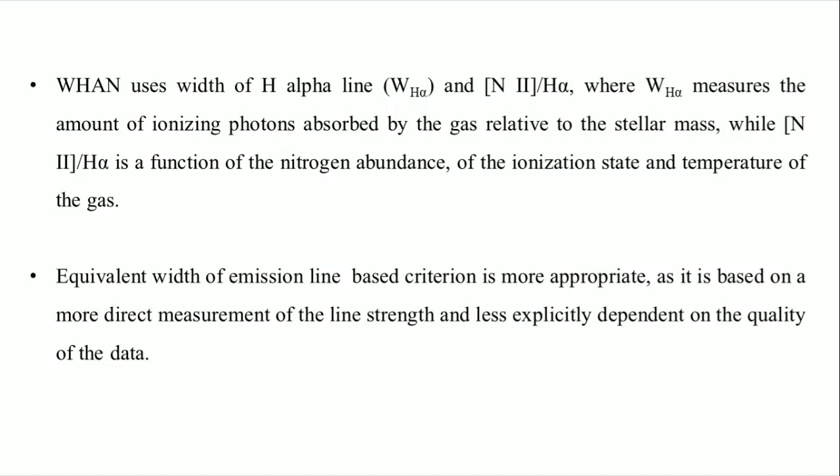the quality of your measurement depends on which spectral lines you were able to pick up. It depends on your system sensitivity, but the width of an emission line is a more direct measurement, so it is less explicitly dependent on the quality of the data. So it's better to use classification schemes which use the width of an emission line than the strength.